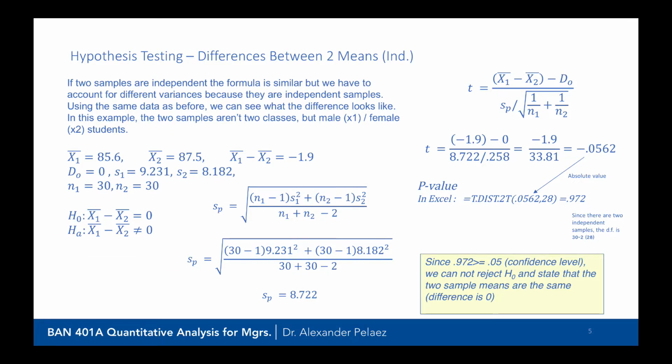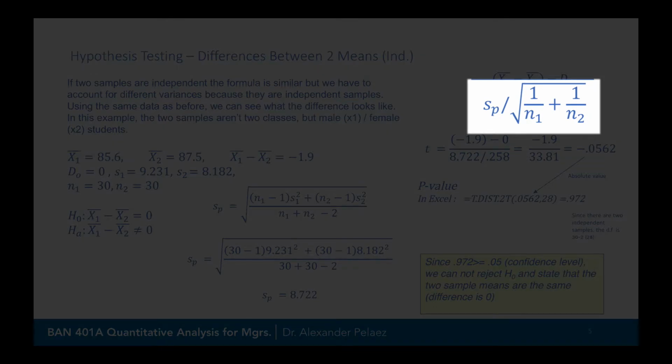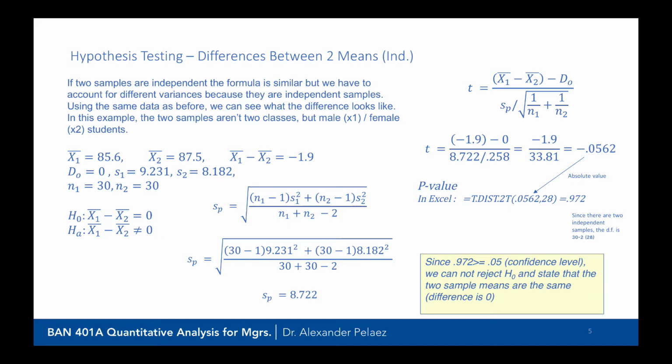So we can see here that the formula to the top right is generally the same, but the denominator has changed. We have a fraction on the denominator, which is the pooled standard deviation divided by the square root of 1 over n1 plus 1 over n2. This somewhat looks similar to something that we had done with the confidence interval, and the fact is that it is. The formula for the pooled standard deviation is the same.